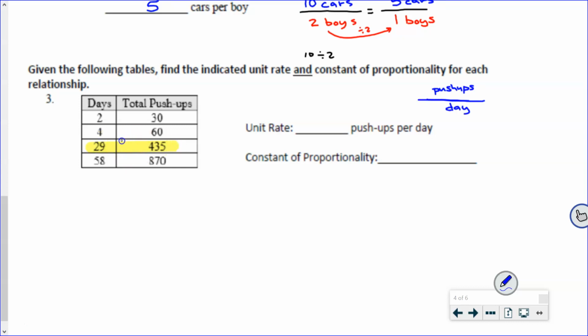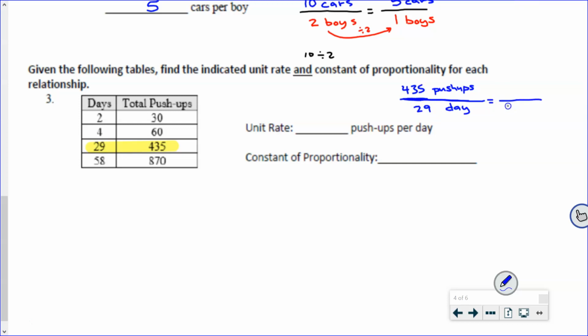So, push-ups per day, I'm using this stuff. You guys probably already did the problem using different ones. 435 push-ups per, how many days? 29. And again, what can we type in? It tells us right here. We can just go 435 divided by 29.